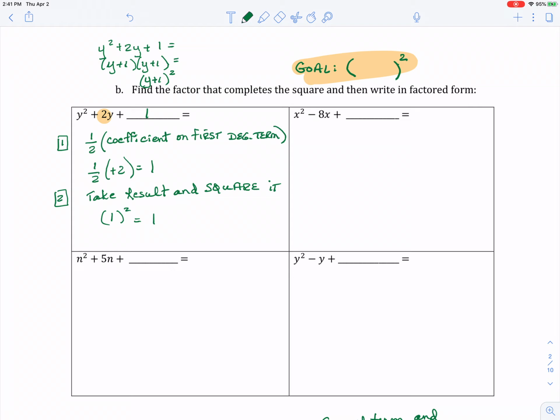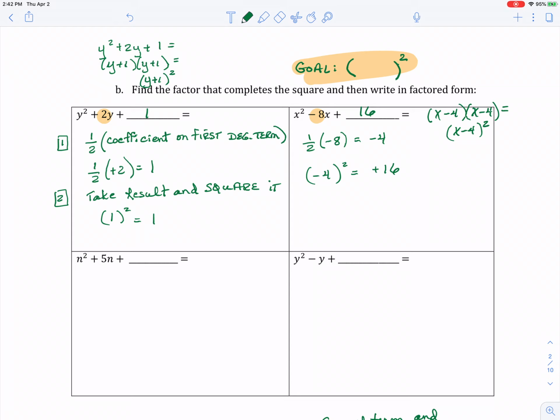So let's run through the same two steps over here. We're going to take half of the coefficient on the first degree term, and we're going to take that result and we're going to square it, and that's what we'll add into this last position in the trinomial so that it creates a situation that could be factored to reach our goal of binomial in parentheses squared. So those two are pretty easy because those were nice even numbers.